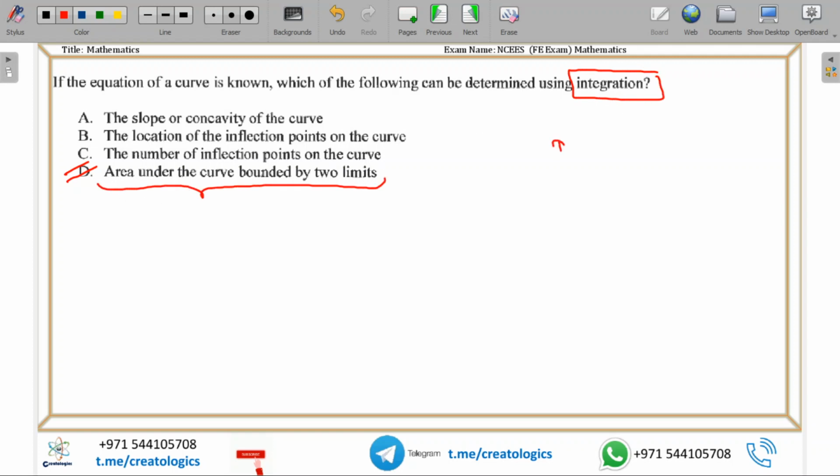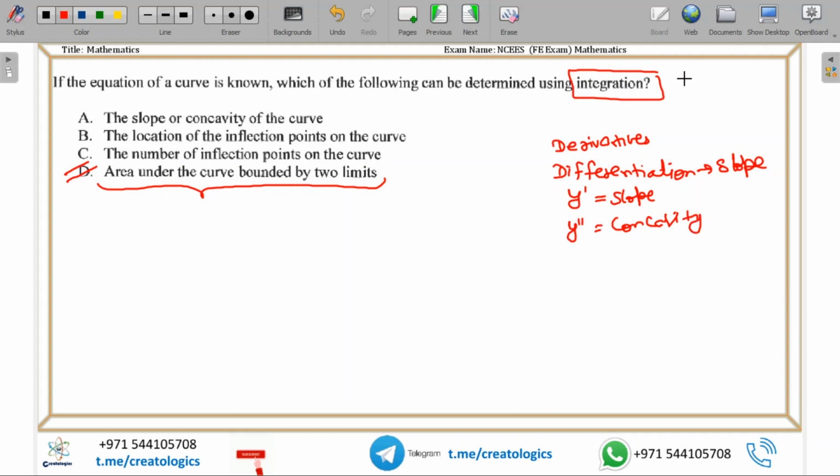And differentiation, you must know this thing also, that the derivatives, or you can say differentiation, is used to find the concavity, slope and all, right? Y prime, or the first derivative, gives you the slope. The double derivative gives you the concavity.